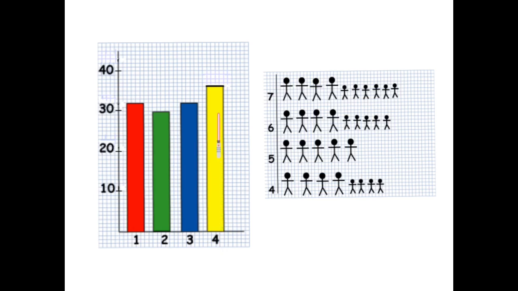So if I go up to the top of my class 4 bar and I move along the line, I can see I've got, which is going to be the easiest way to count. I think I'm going to count down. I'm going to put the 40 there. So I've got 39, 38, 37. So I know that there are 36 children in class 4.